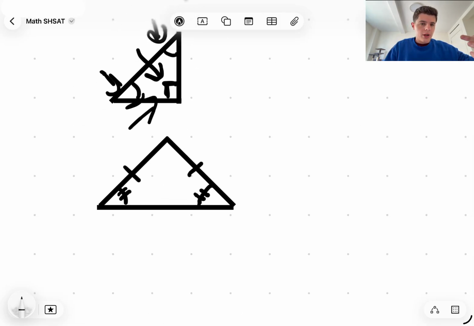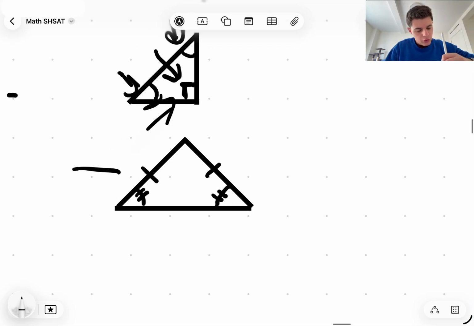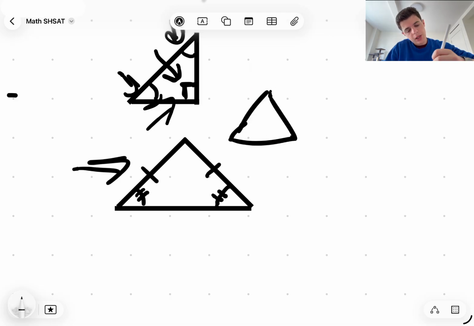And then the last type of triangle that I'll talk with you guys about is isosceles triangles, in which two of the sides are equal. And then, of course, we also have equilateral triangles. I'll just bring that up briefly, where all three sides are equal. And sides are directly proportional to angles.